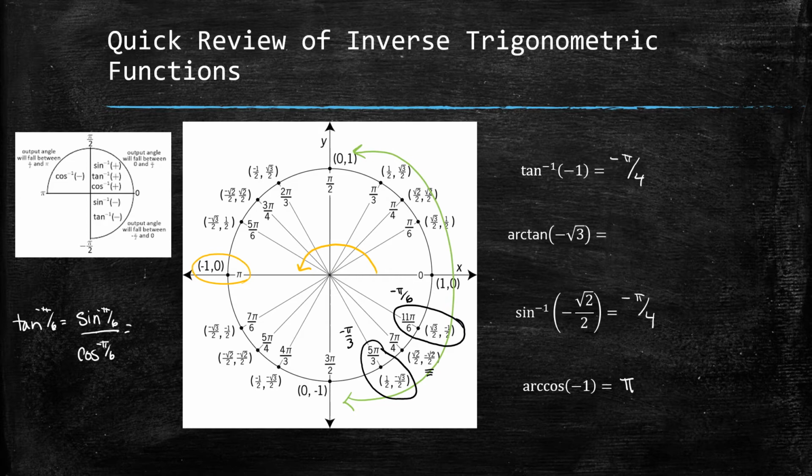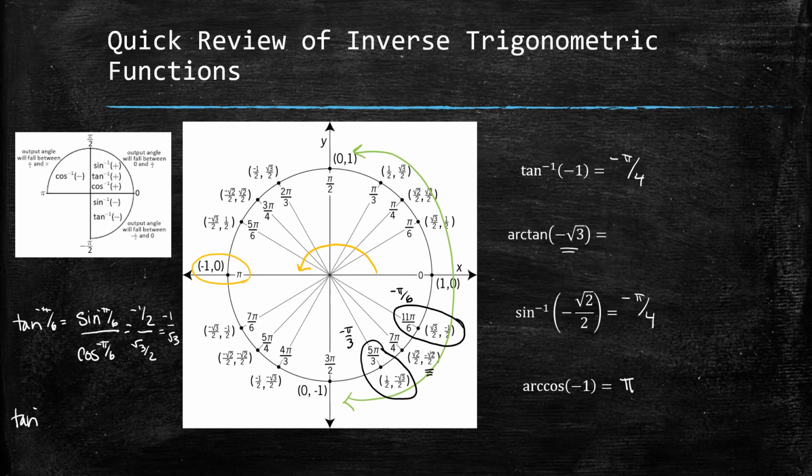Negative pi over 6, good. So sine is negative 1/2, and cosine is rad 3 over 2. So when I multiply by the reciprocal, those 2's will cancel, and I get negative 1 over rad 3. Okay, which is not what I wanted. I just wanted negative rad 3, right, not 1 over it. So that means the other one must be correct. So let's just try it.